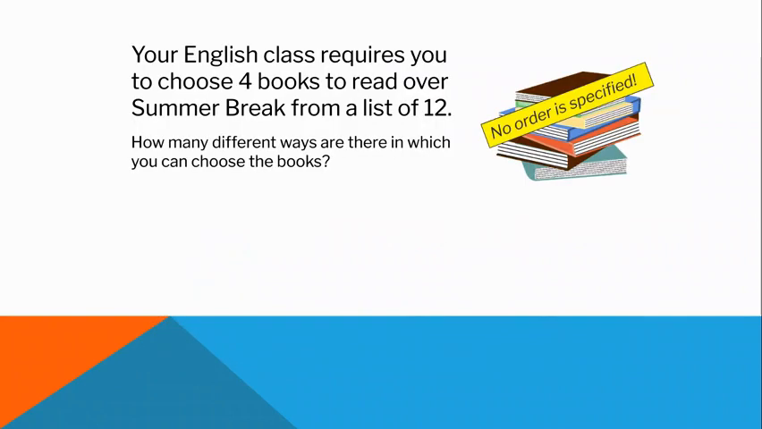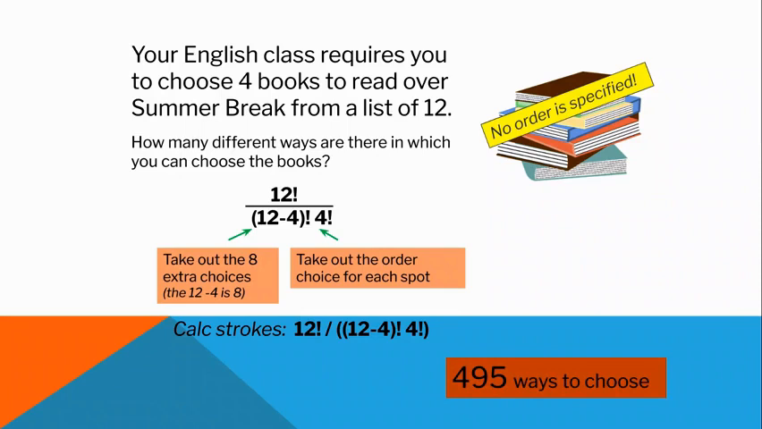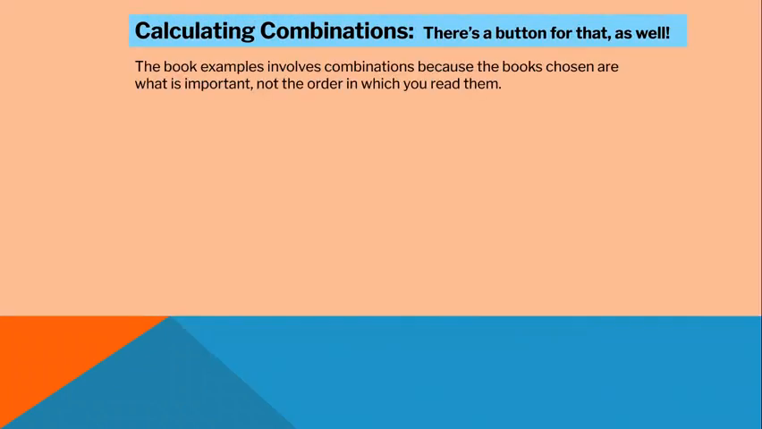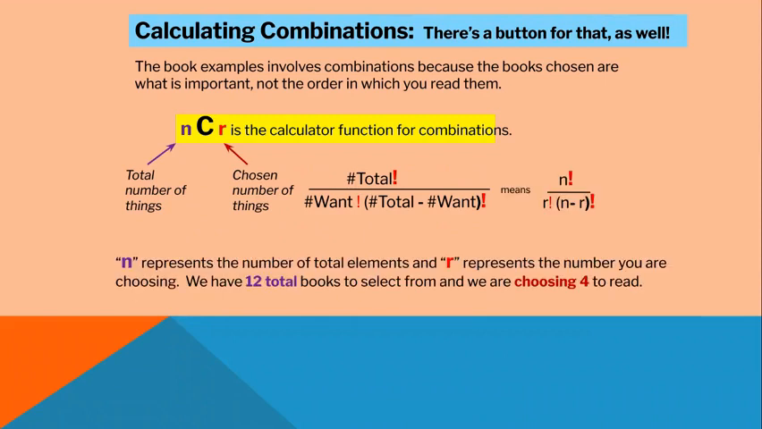Your English class requires you to choose 4 books to read over summer break from a list of 12. How many different ways are there in which to choose the books? Notice it didn't matter what order we read them in. So this was a combination. There's the formula for combination using factorials. And as you can imagine, there's also a button for this on the calculator. nCr. So you go to your math probability and you pick the C instead of the P. And your calculator will do that formula for you.